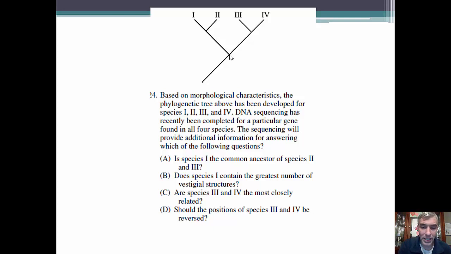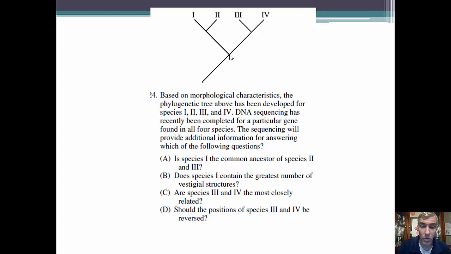Does species 1 contain the greatest number of vestigial structures? We can't determine that. So they made this cladogram or this phylogenetic tree based on morphological characteristics, like physical characteristics. Now we have DNA evidence to know actual relatedness. What can we figure out about that? So let's look at C.